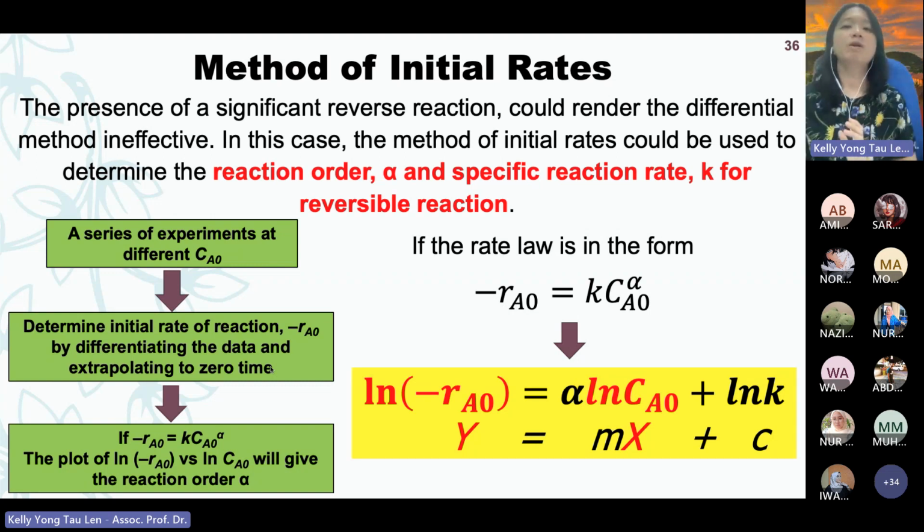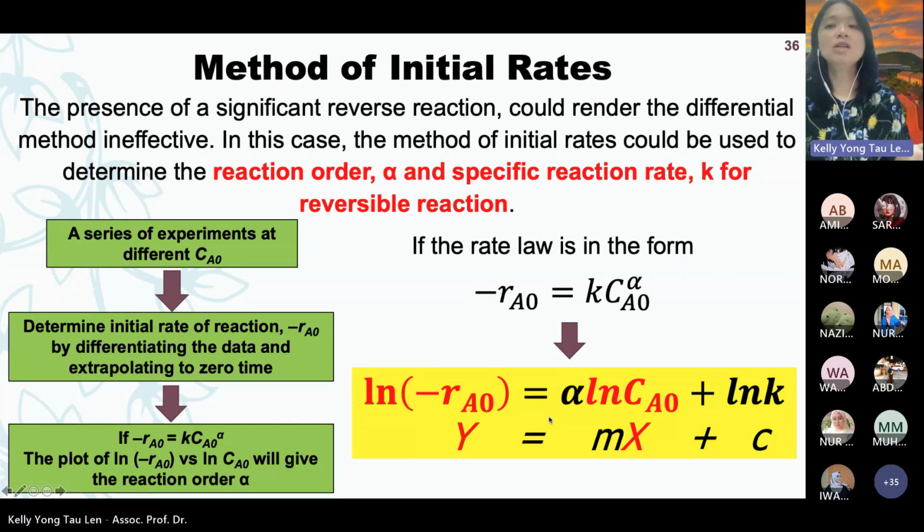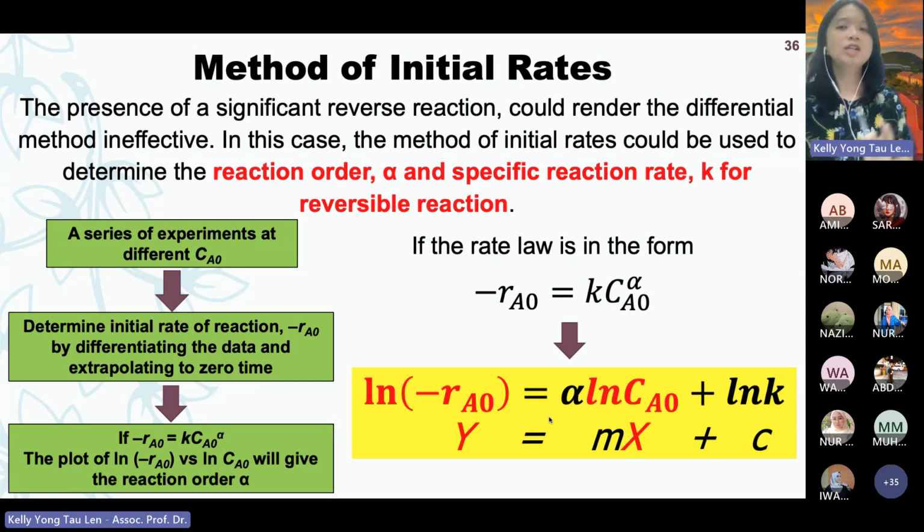So again, same concept, you will plot the graph. Tapi graph dia adalah plot based on the equation. Ln minus RA0 will be your y-axis data. Your x-axis data is ln CA0. Okay, maka your M is your alpha. Your gradient is equal to your alpha reaction order. Your ln K will be your y-intercept. Right? Okay, so that's all. Just to explain to you the equation so that you understand there's a fourth method we call initial rate method.